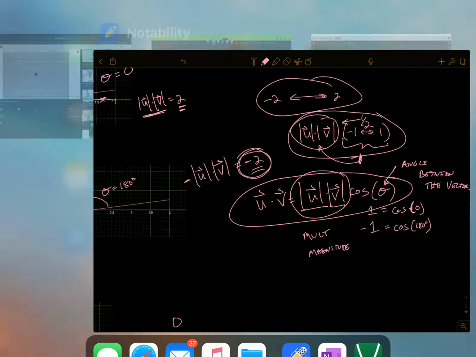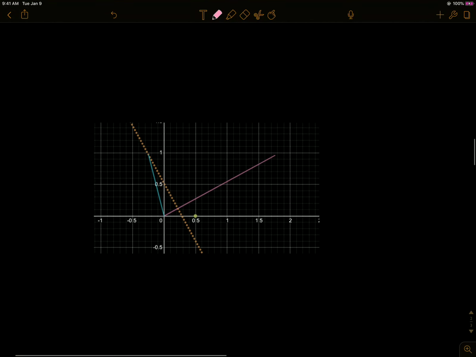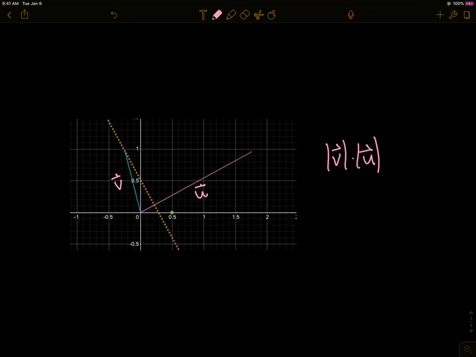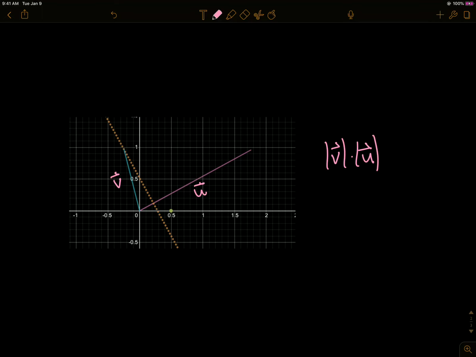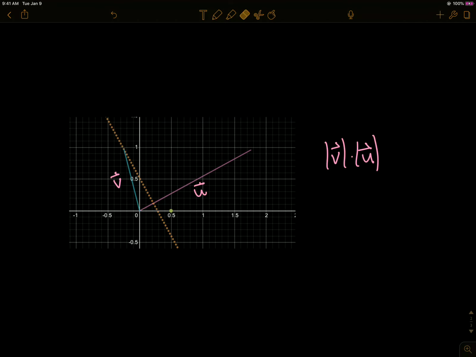So when I want to dot product these two guys, and I think of it as directional multiplication, if this is v and this is u, I can't just do the magnitude of v times the magnitude of u, because v is not going in the same direction as u. I'm just going to use the part of v that's going in the direction of u. I'm going to take the part of v that's going in the u direction and multiply that by u.